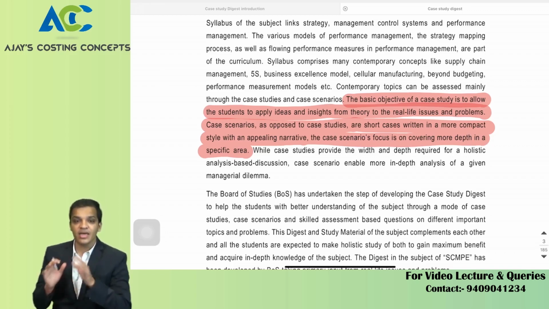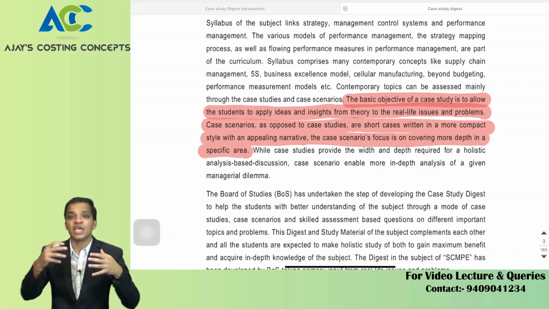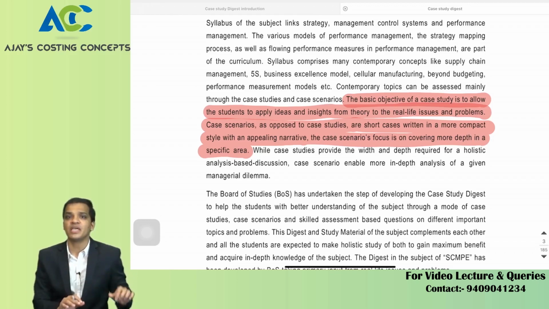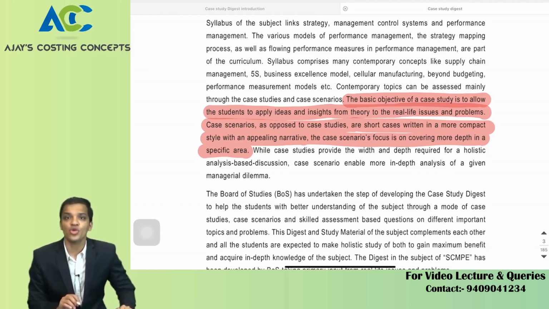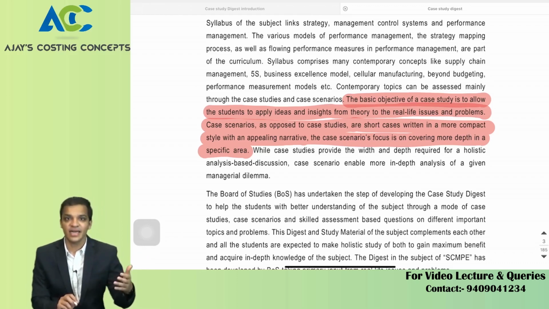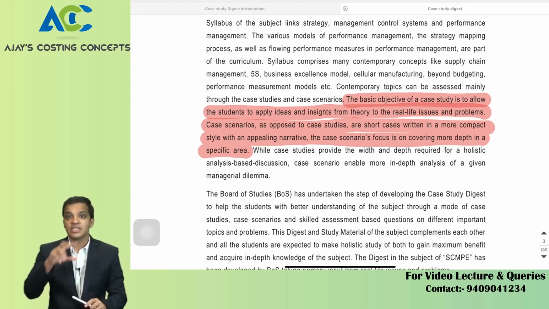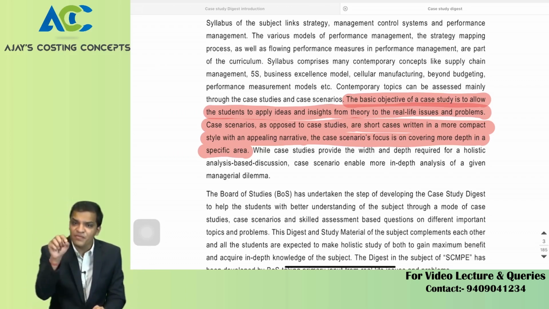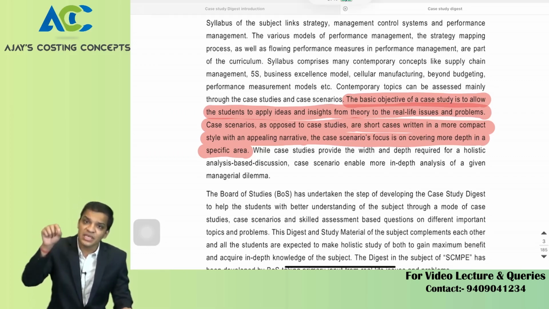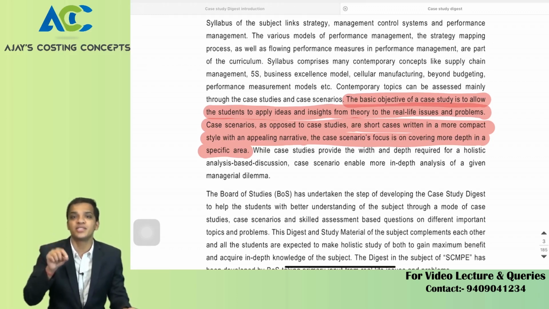A case study is a mix of a few concepts, a mix of a few chapters, and a lot of things are required when you're solving a case study. It is not that you will focus only on one part. As I said, you will not focus only on the financial part. You have to also focus on non-financial aspects while answering case studies, right? When it comes to case scenarios, a scenario is developed around a specific concept, where the institute wants you to be able to answer on that specific concept, right? And that is what a case scenario is.